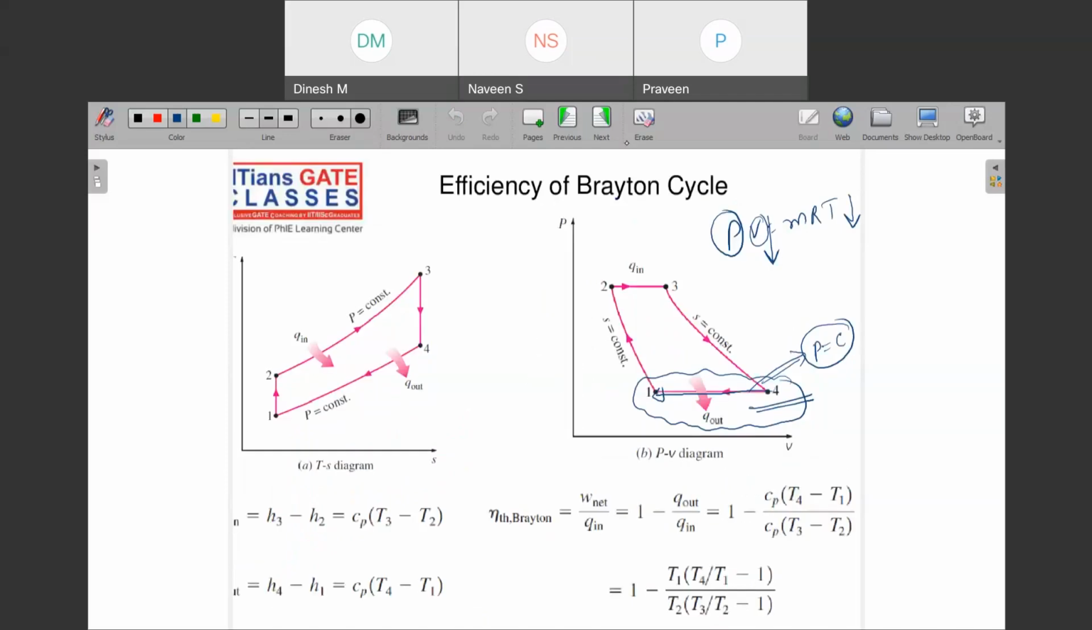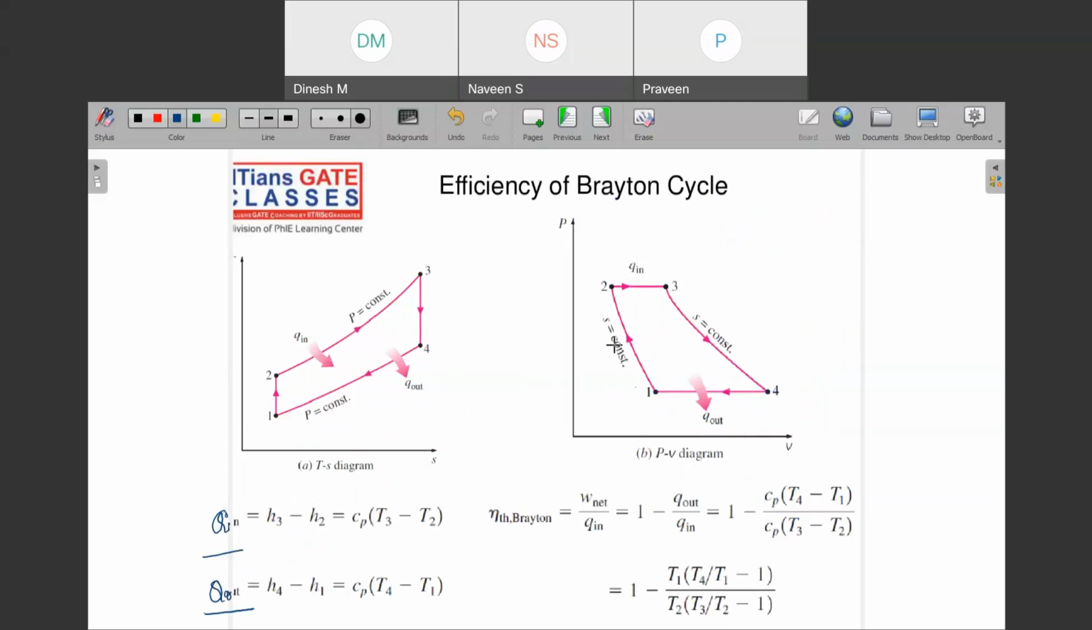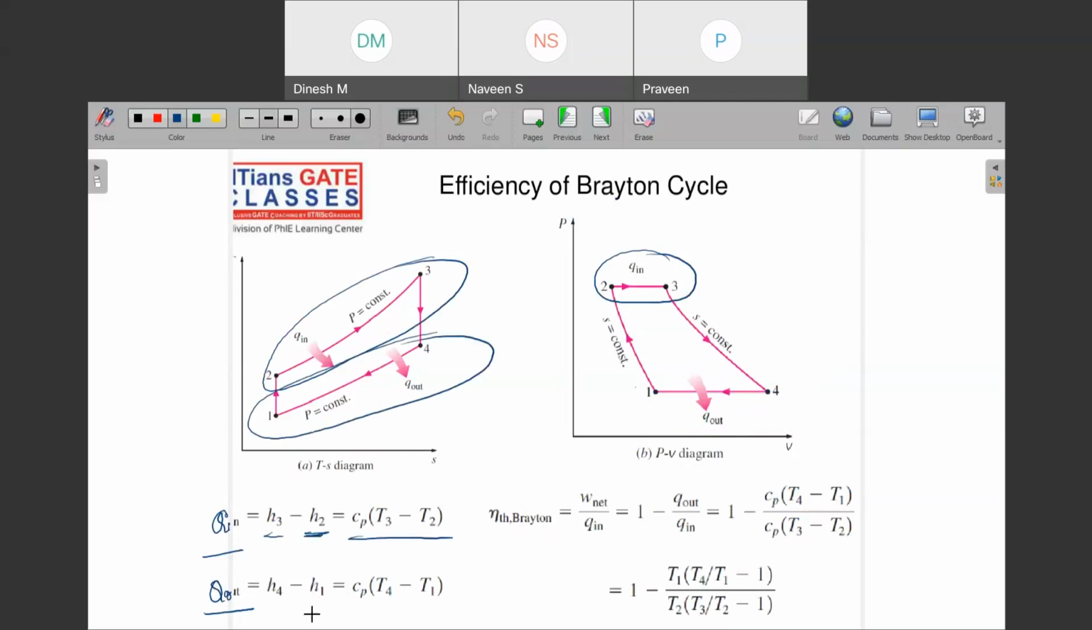Now, again for the efficiency part, you will try to find out what is Q in and what is Q out. Q in is this part, and it happens at constant pressure, so it is the change in enthalpy: Cp (T3 minus T2). The rejection part is again at constant pressure, so again change in enthalpy: Cp (T4 minus T1).